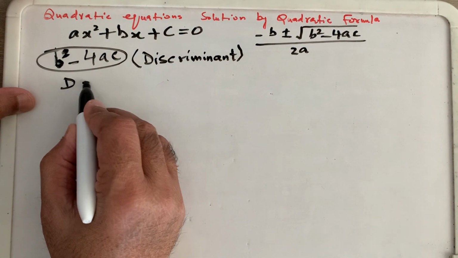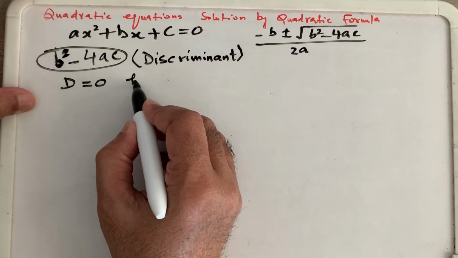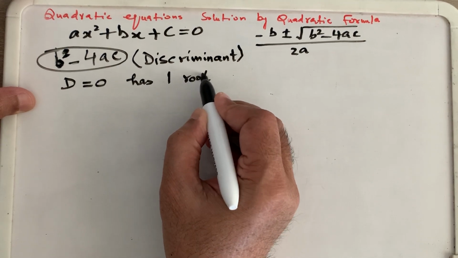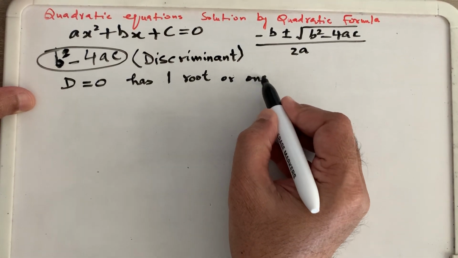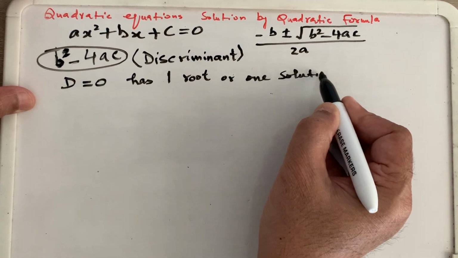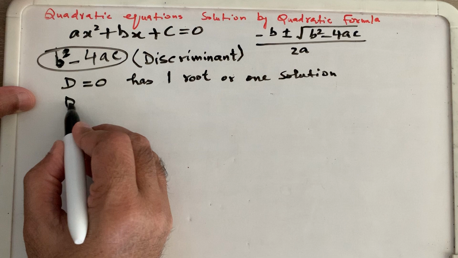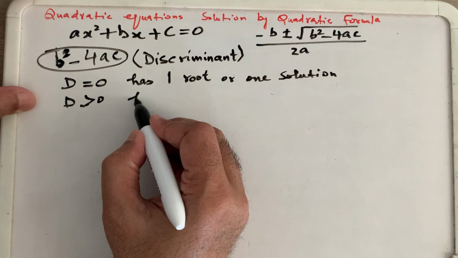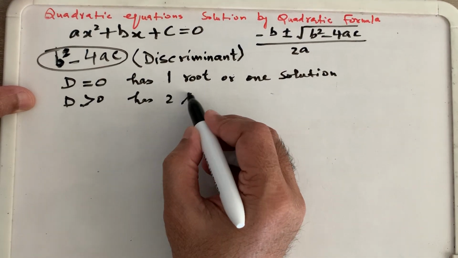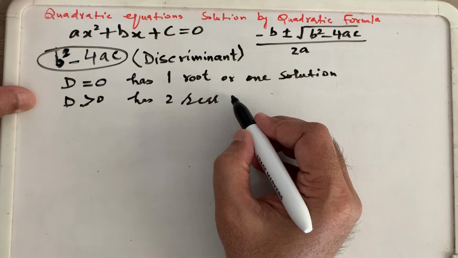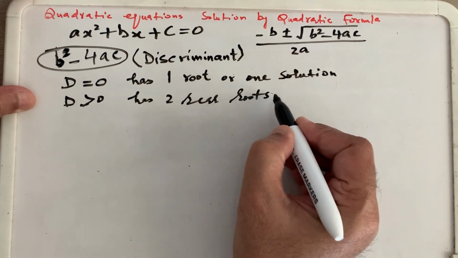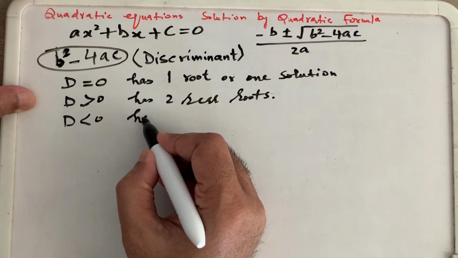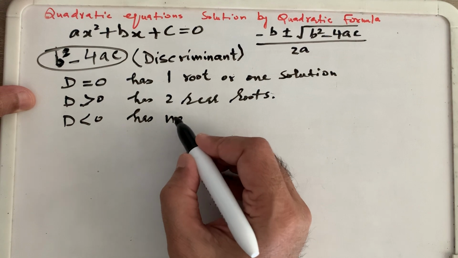If D is equal to 0, the quadratic has only one root, or one solution. If D is greater than 0, then the quadratic has two real roots. But if D is less than 0, the quadratic has no real root.